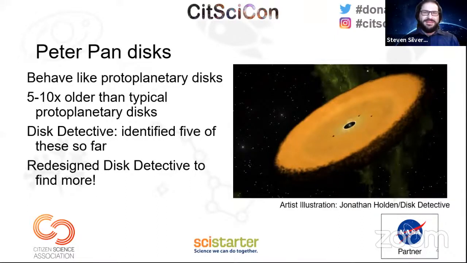You usually don't find things that are 5 to 10 times older than they should be, so we named them Peter Pan disks because, much like the Lost Boys in J.M. Barrie's Peter Pan, they seem to never grow up. We found one. There have been other discoveries in the literature. With the advent of new data from the European Space Agency's Gaia satellite, we've been able to find more. And we redesigned Disk Detective over the past year to try and find more of these. There are now 8 of them known. There's probably more to be found. It just took Disk Detective to actually be looking for them.